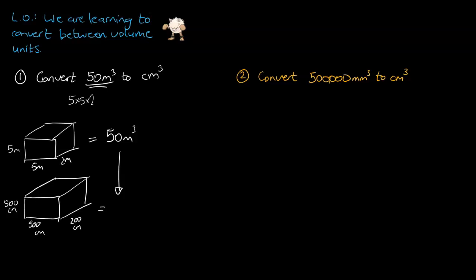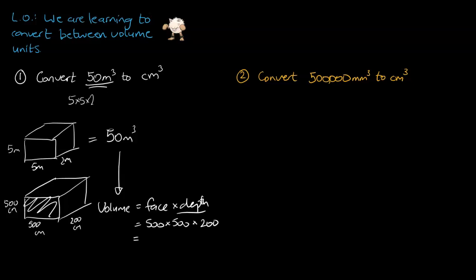So the volume of this prism, just a reminder, it's the volume of the face. So we'll write down our formula. Volume is equal to face times depth. The volume of the face is 500 times 500, and we're going to multiply that by the depth, which is 200. And this is when you're going to need to grab your calculator out.